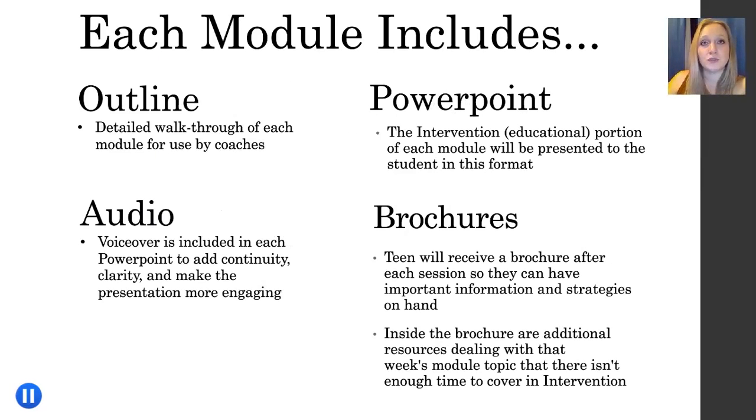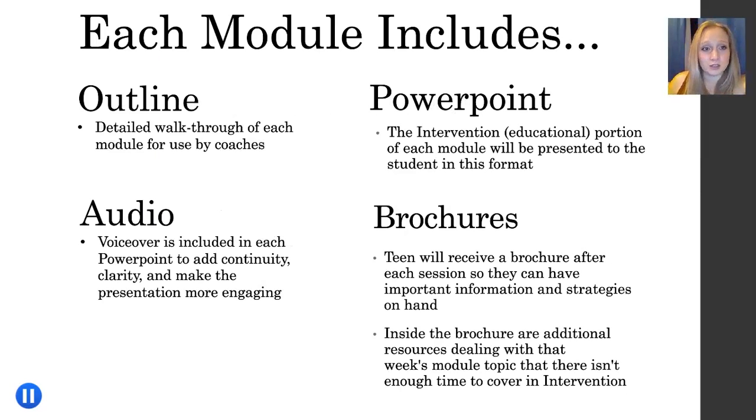Within each module is an outline. Within the outline is a PowerPoint. Within the PowerPoint is audio. And finally, there is a brochure to be handed out at the end of the meeting. Each component contributes to different educational aspects of the program and seeks to engage a variety of learning styles.